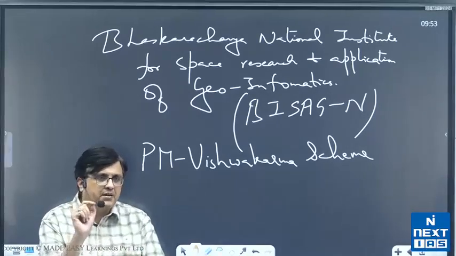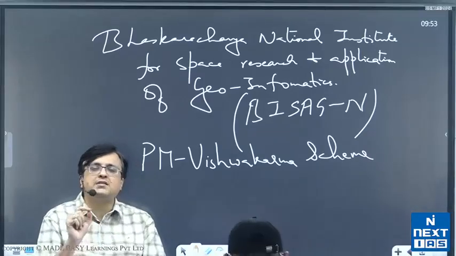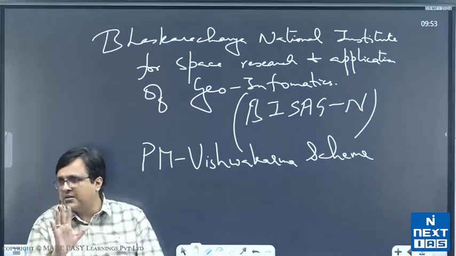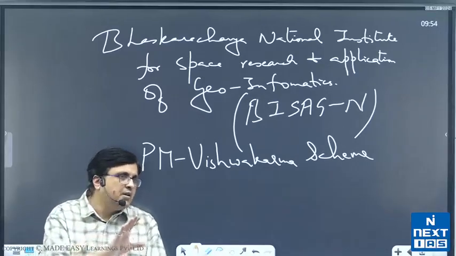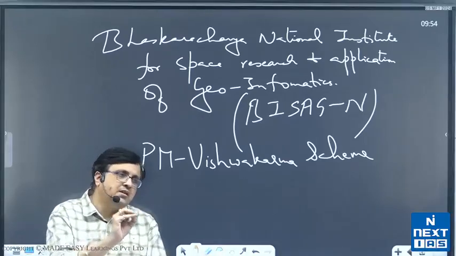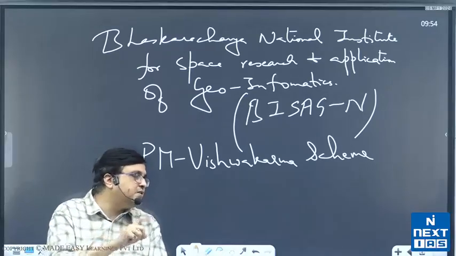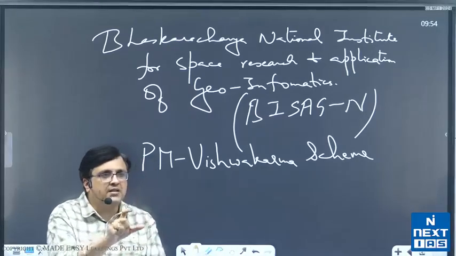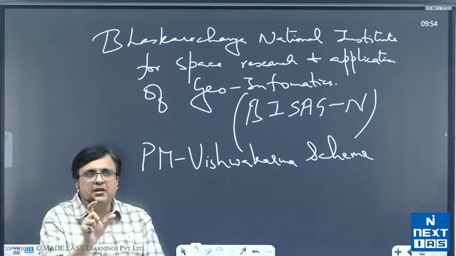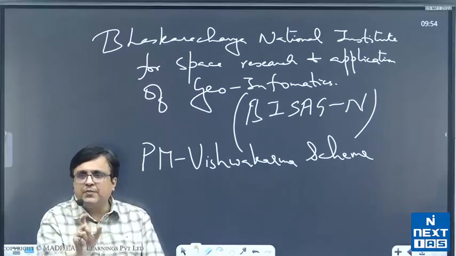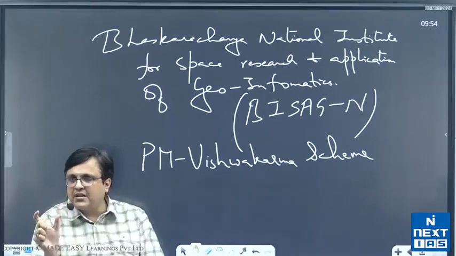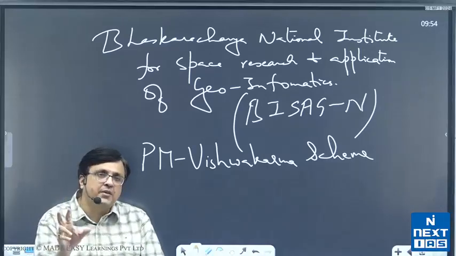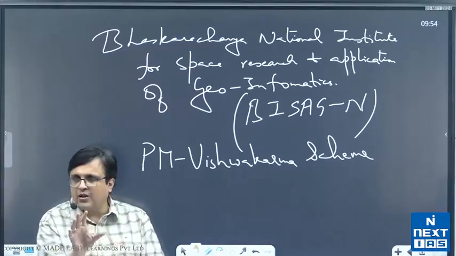Now, please keep this in mind. Whenever we use the word central sector scheme, it means that all expenditure on the scheme will be done by the central government. And if a scheme is centrally sponsored, then the expenditure will be shared between central and state government. So whenever you hear centrally sponsored scheme, that means the expenditure will be shared between the central and the state government. And central sector scheme, the entire expenditure will be done by the central government. I hope everybody is clear on that.